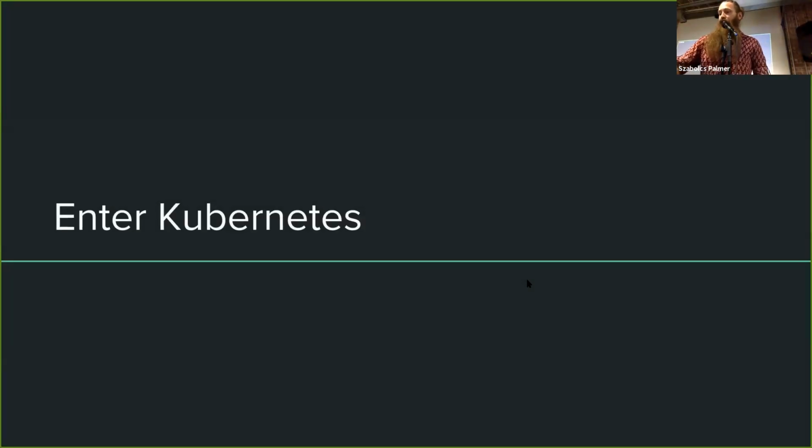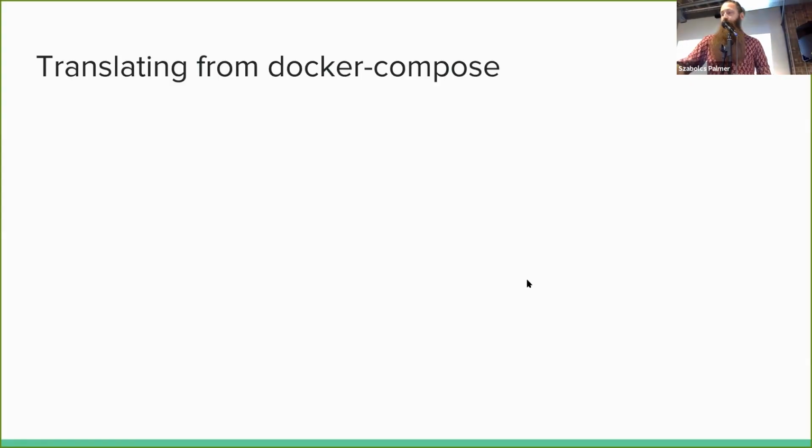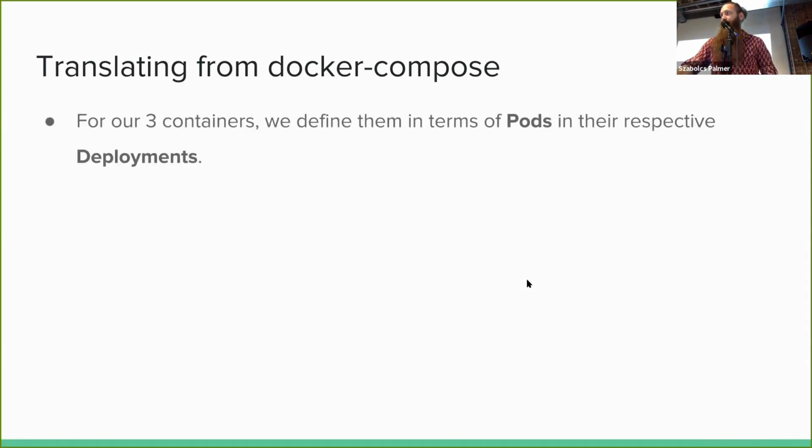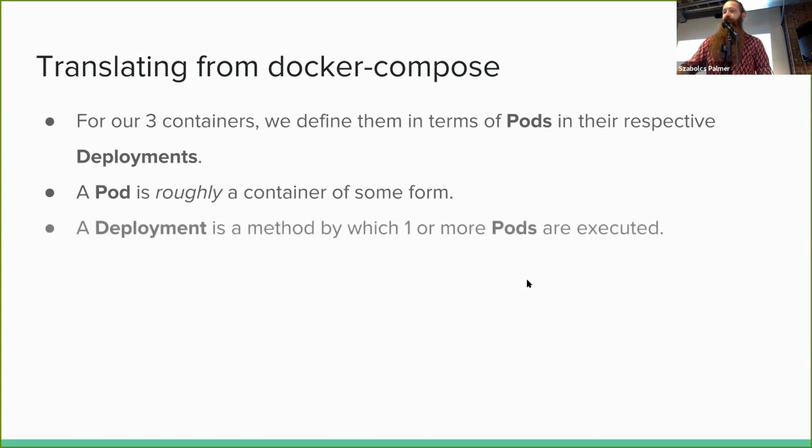So then we have Kubernetes. Really, because we've already started off with Docker as a core component, we just need to translate from our Docker Compose. We'd start off by looking at our 3 containers, where we would translate these into pods made up by deployments. So a pod is basically just a Kubernetes representation of a container. Of course, there's more to it, but at a very basic view, that's all it is.